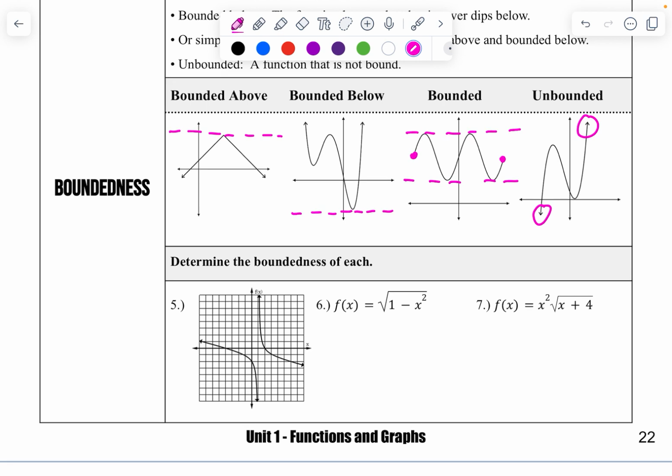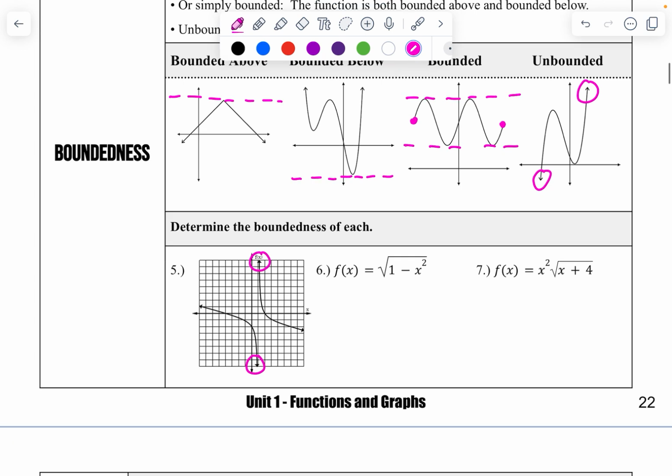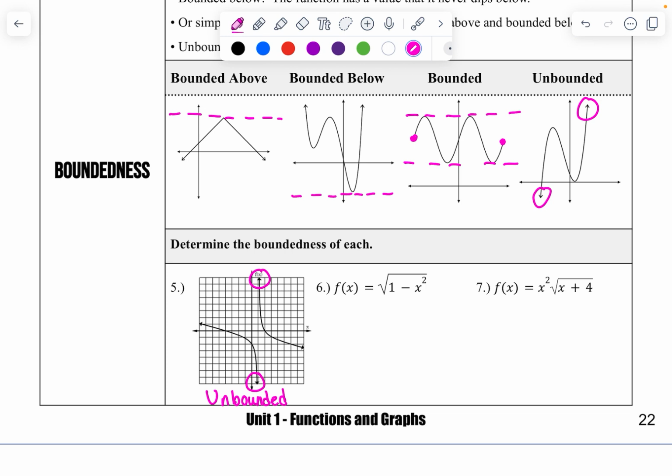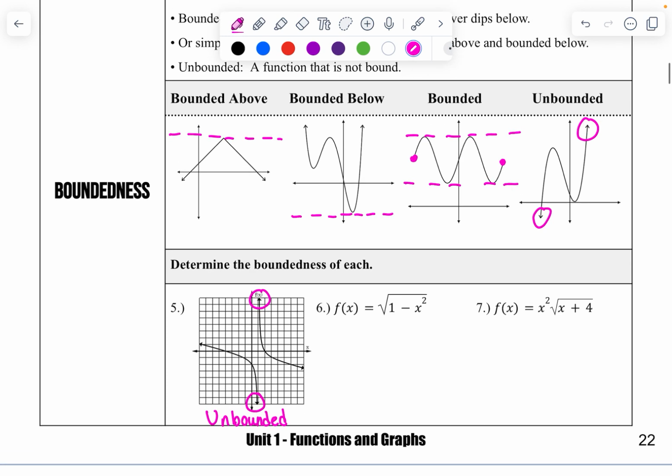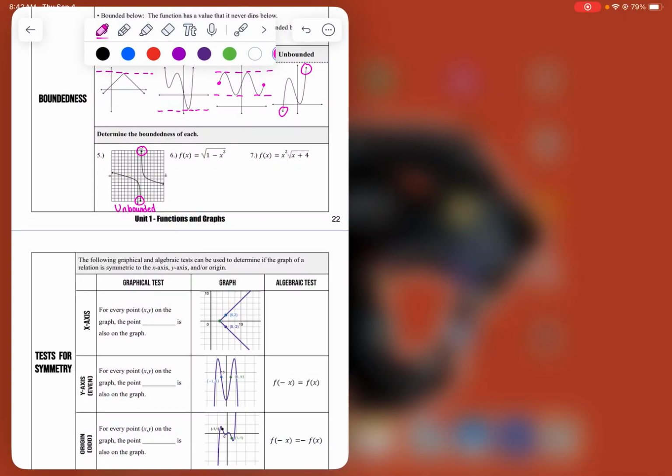So if we take a look at this first example here, number 5, we see, well, it's not bounded below because that piece right there is headed down to negative infinity, and up here we're headed to positive infinity. So this graph is unbounded. And the next one we have the equation for. So we are going to graph this in order to take a look at what the picture looks like to figure out, is it bounded above or below?